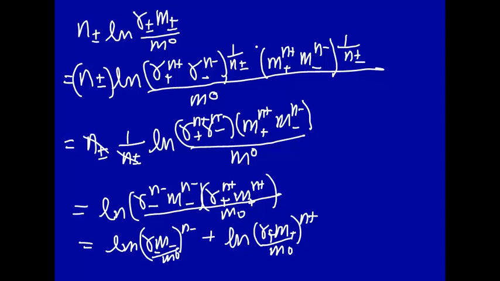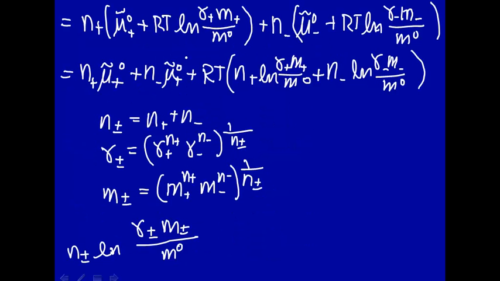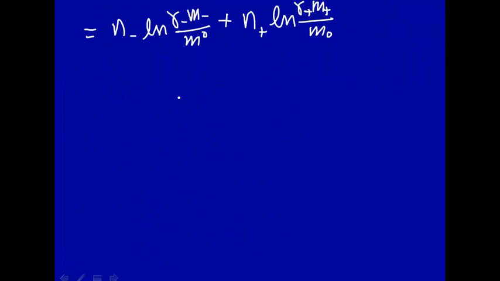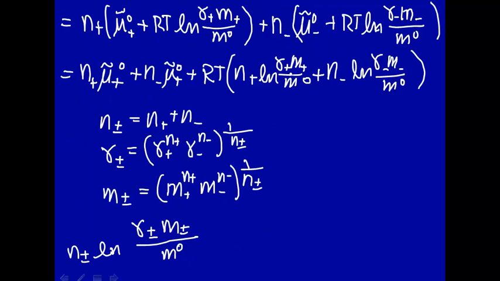All right, so what have we done here? We've taken the natural log, we took n plus minus times the natural log of this, and we worked it all out and substituted, and we got n minus times that, n plus times that, and lo and behold, look at that, n plus times that, n minus times that. So this can be replaced by n plus minus times the natural log of gamma plus minus m plus minus. Okay, so isn't that neat? So I'll just rewrite that.